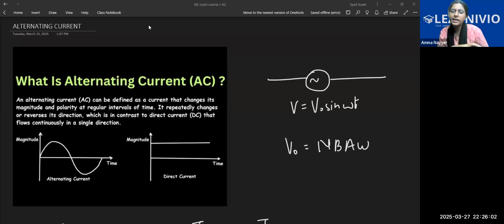What is alternating current? See, just by looking at the graphs, you should be able to differentiate. Direct current means the value of current is not changing. Suppose I say this is 5 amperes. So at 0 second, this is 5 ampere. At 1 second, it is 5 ampere. At 4 seconds, it is 5 ampere. At 5 seconds, it is still 5 amperes. Means current's value is not changing.